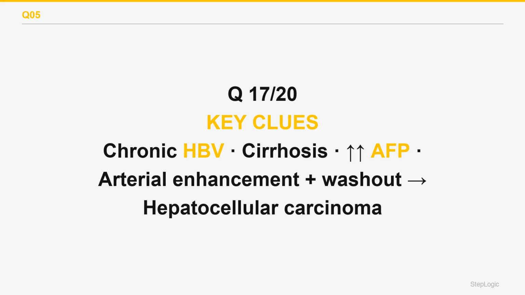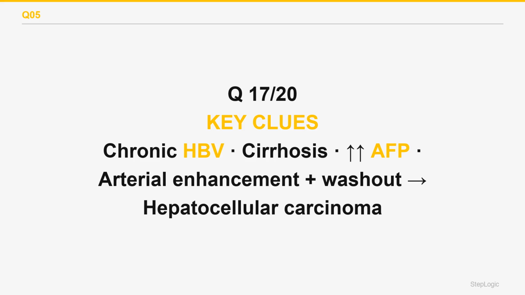HBV contributes in two ways. It integrates into the host genome and can directly activate oncogenes, and it causes chronic inflammation with repeated cycles of hepatocyte death and regeneration. Each round of regeneration accumulates DNA damage and mutations, eventually producing malignant transformation. Cirrhosis from any cause is the common final pathway.